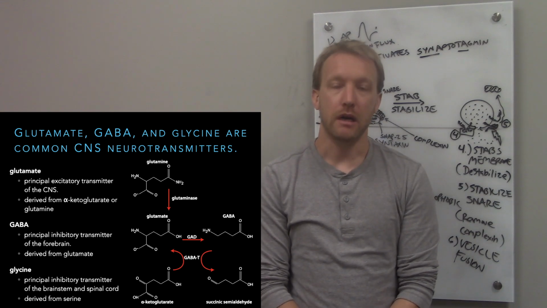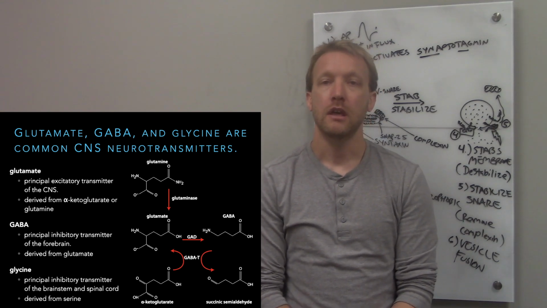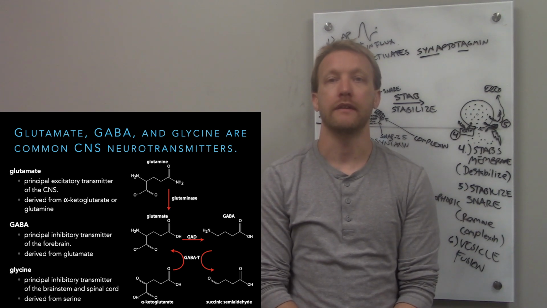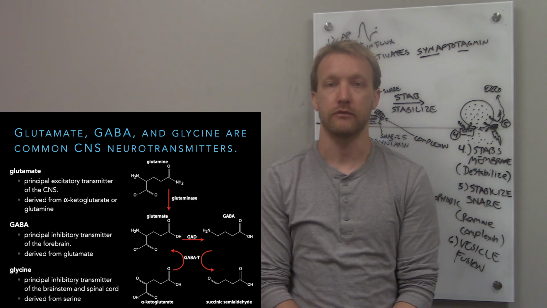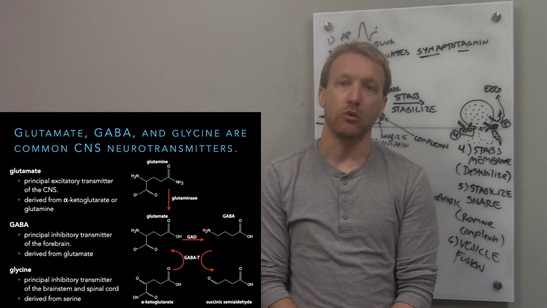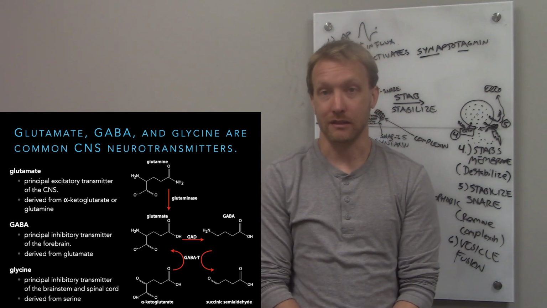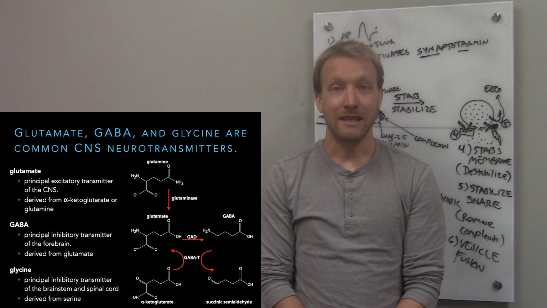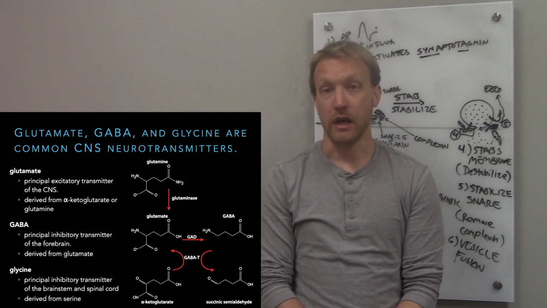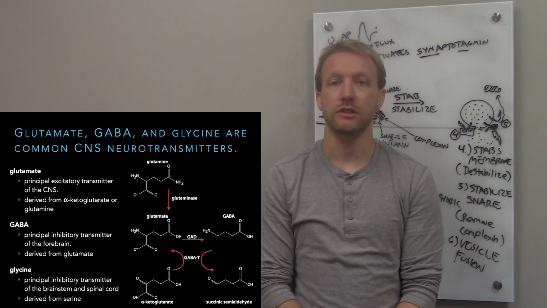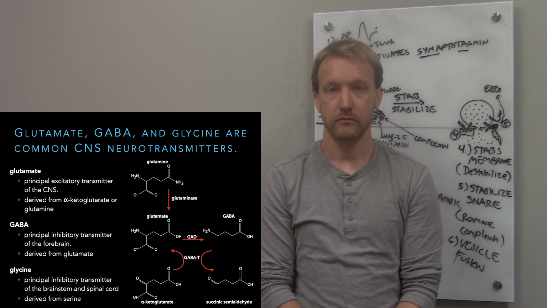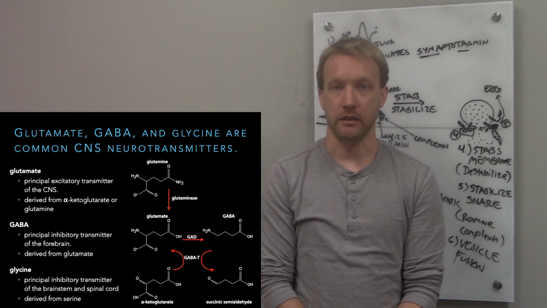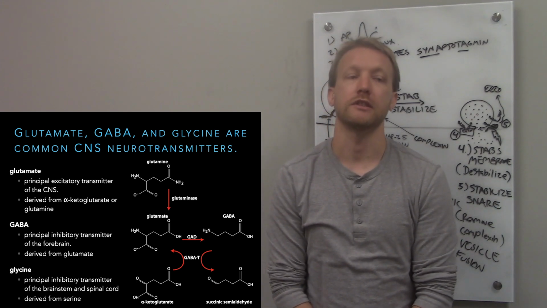Your bread and butter neurotransmitters in the central nervous system are glutamate for excitation, and then GABA or glycine for inhibition. GABA is more used in the forebrain, so like the cortex where the magic happens, thalamus. Down in the brain stem and spinal cord, glycine predominates. But they're both used to some degree everywhere. Glutamate is the one and only, the greatest, excitatory neurotransmitter in the central nervous system.